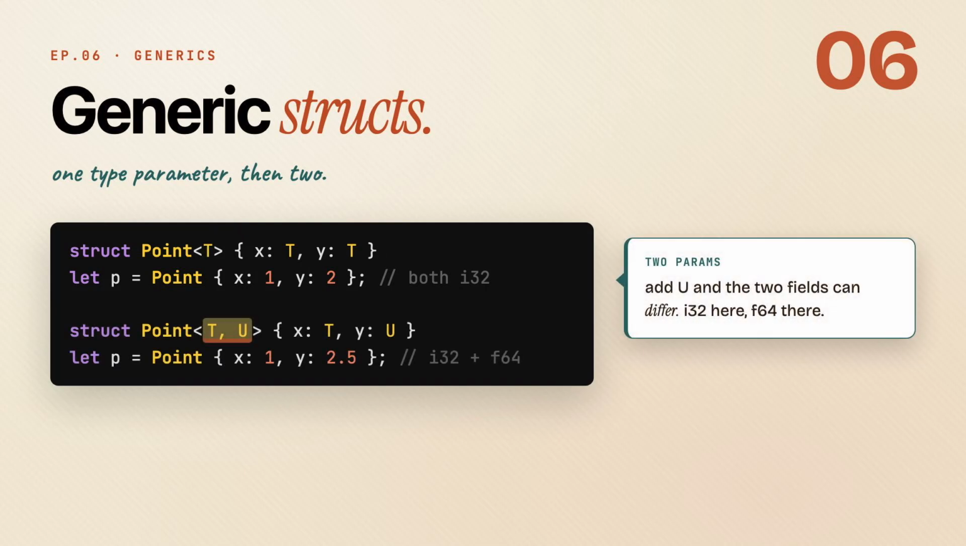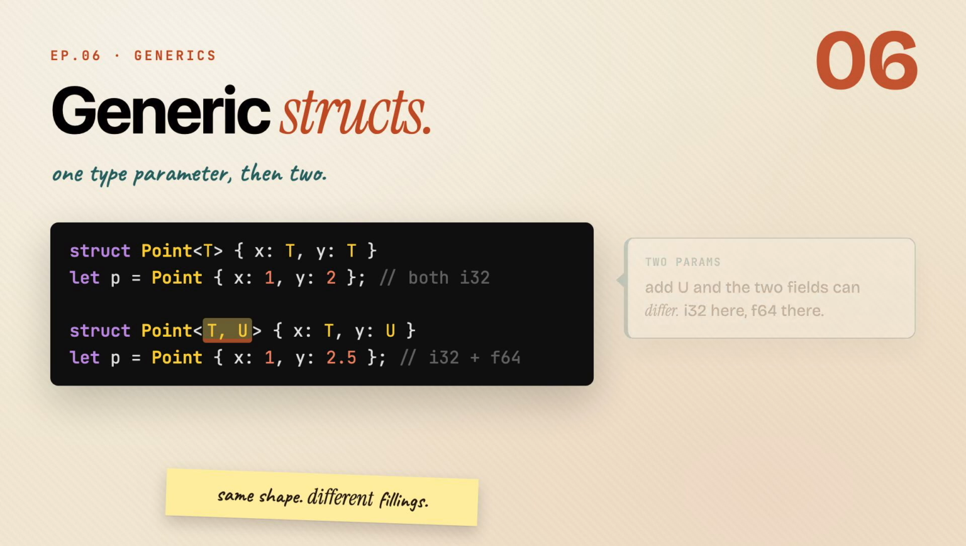But what if x and y should differ? Like, add a second name, U. Now x is one type, y is another. Same shape, two parameters, and here's an integer and a float, living within the same Point. It's the same shape with different fillings, and you pick the types that fit your use case.